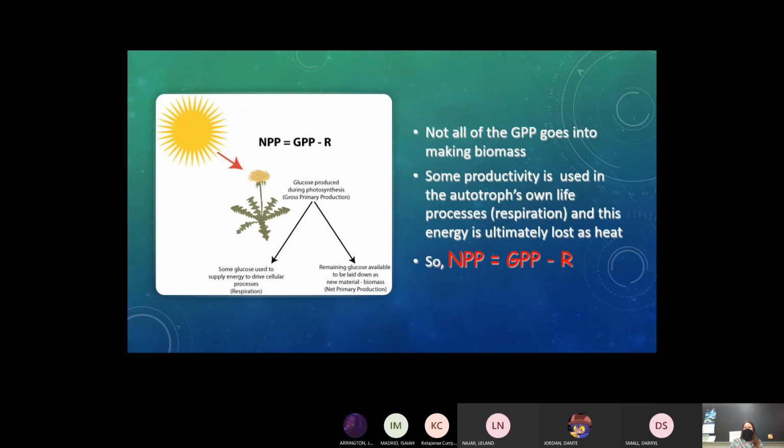And just as kind of a refresher, if I haven't said it before, when I talk about biomass, that's plant parts, like the leaves, the stems, the flowers, the roots, anything that's part of the plant. So biomass is all of it.